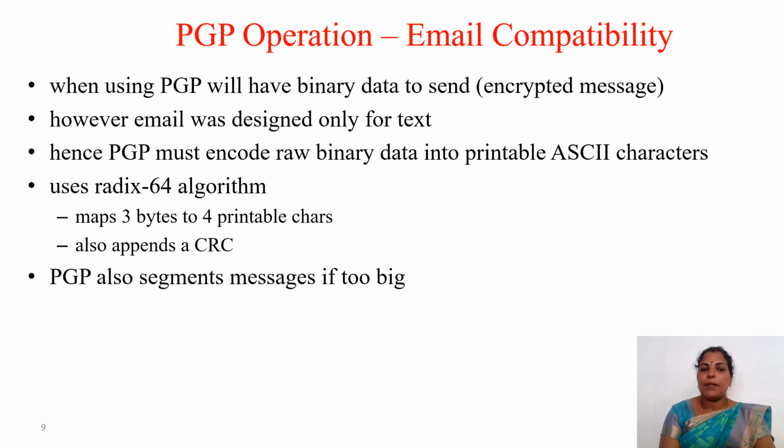And coming to the compatibility of this PGP operation, when using PGP we have binary data to send, that is the encrypted message. However, email was designed only for text, so PGP must encode the raw binary data into printable ASCII characters, and it uses the radix 64 algorithm, that is, it maps 3 bytes to 4 printable characters. It also appends the cyclic redundancy check in order to verify whether it is compatible or not. For that only the cyclic redundancy check is appended.